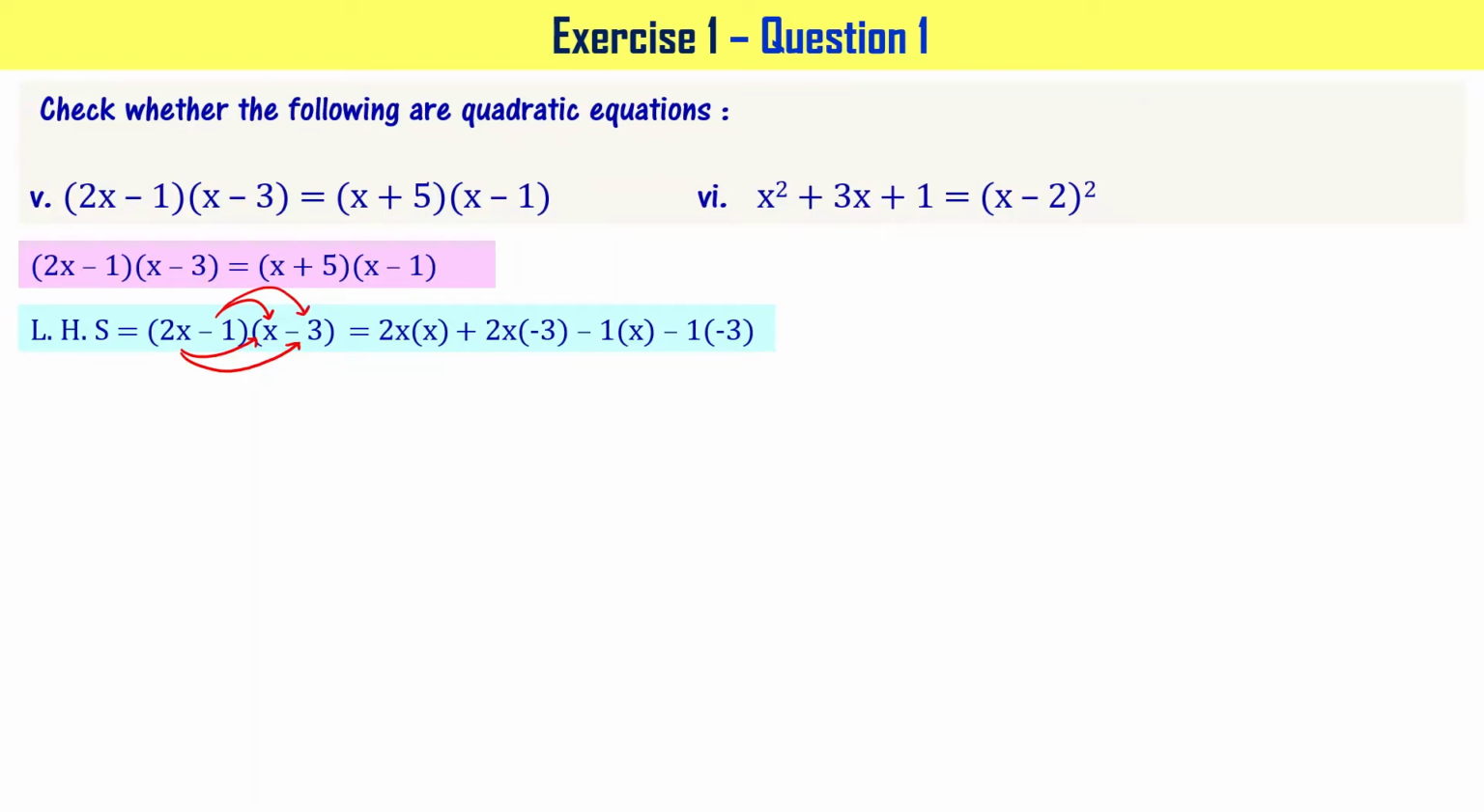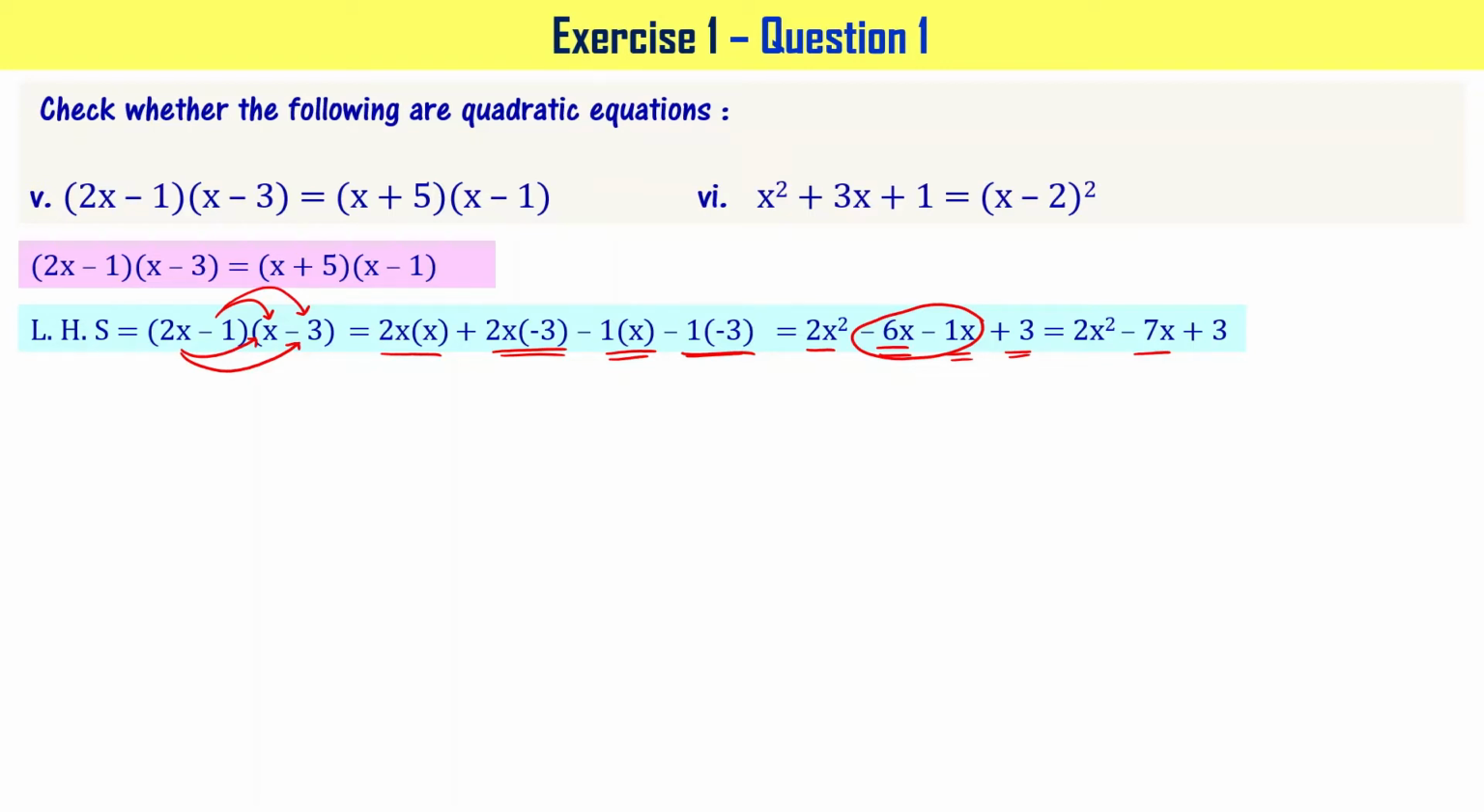When you simplify this further, you can write it as 2x square minus 6x minus 1x plus 3, right? Minus 6x minus 1x put together becomes minus 7x. That's why the expression now you have is 2x square minus 7x plus 3. This is the LHS, right?